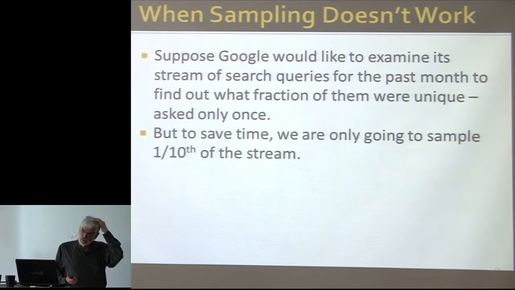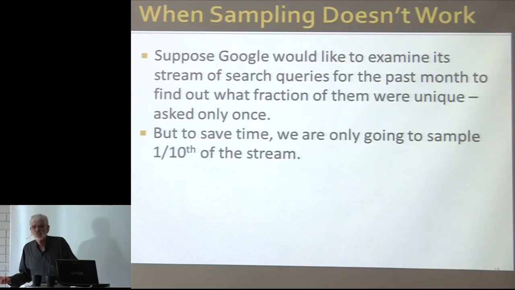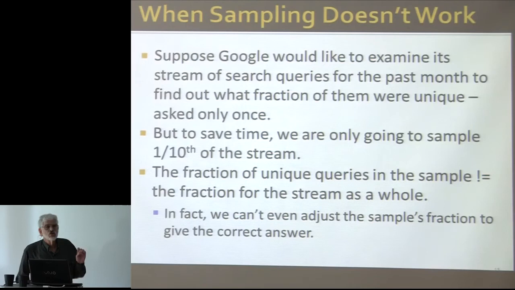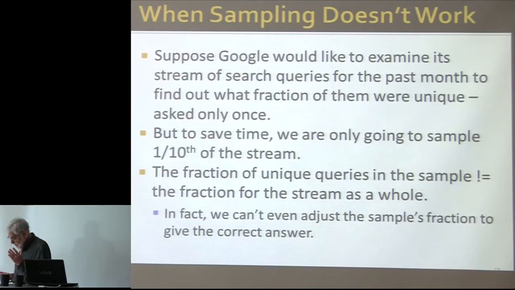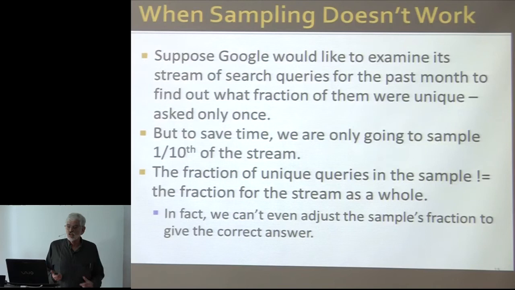So let's say we'll sample a tenth of the stream, and then we'll just multiply the answer by 10. Okay, does that work? No. The trouble is that the fraction of queries that are unique in the sample is not going to be the same as the fraction that appear in the whole stream. So you can't just multiply it by 10. And in fact, it turns out that there's no number you can multiply by to adjust the answer in the sample to give you the true, or an approximation to the true answer in the entire set. This is just a completely wrong way to do things.